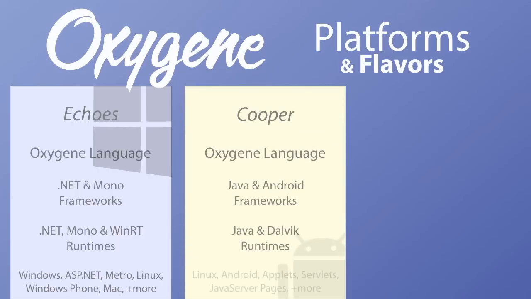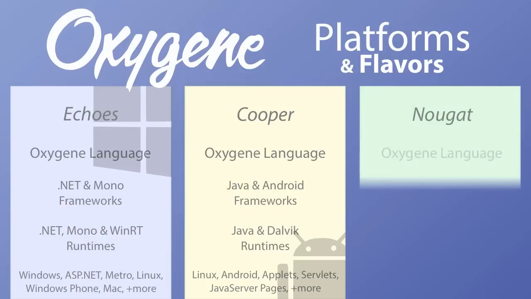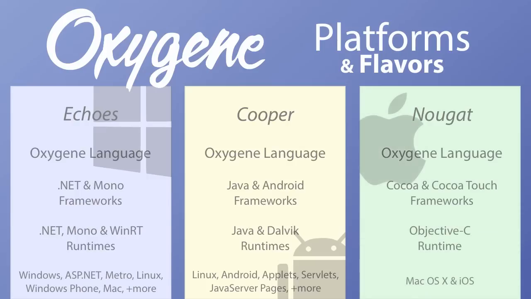Cooper lets you use that same Oxygen language to develop against the Java and Android frameworks, and then those applications can run against the Java and Dalvik runtimes, Dalvik being the runtime used for Android, which adds even more platforms into the Oxygen family. And then finally, Nougat lets you use that same Oxygen language to develop against the Cocoa and Cocoa Touch frameworks, and then your applications run against the Objective-C runtime on Mac OS X or iOS.